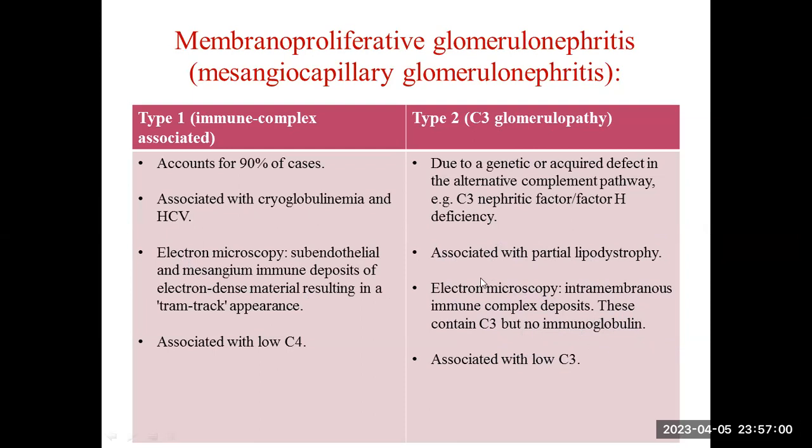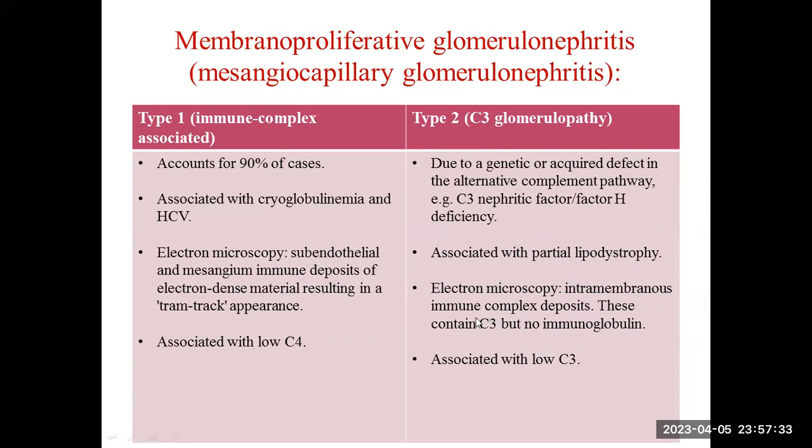So to differentiate on biopsy between these two types, in the first type, you have subendothelial and mesangial deposits, consisting of immunoglobulins and complements. But here you have intramembranous immunological deposits consisting only of C3, but without immunoglobulins. Also, this condition is associated with partial lipodystrophy, in which there is loss of subcutaneous fat from the face specifically. That's why it's called partial lipodystrophy. This is classically linked with this type of glomerulonephritis.